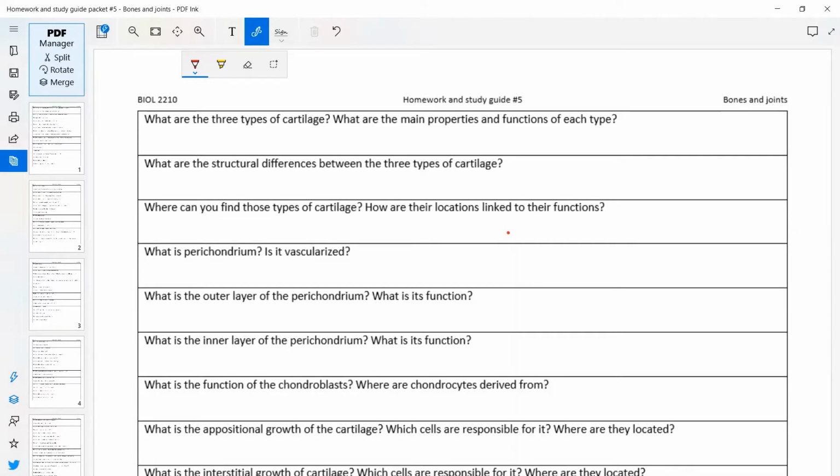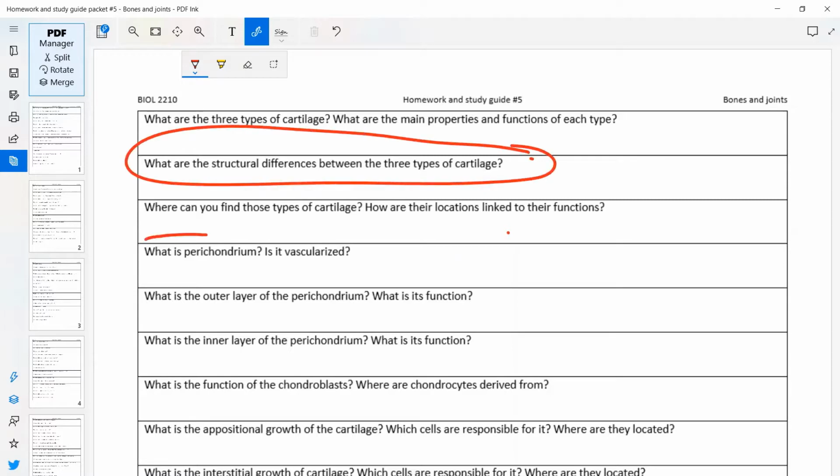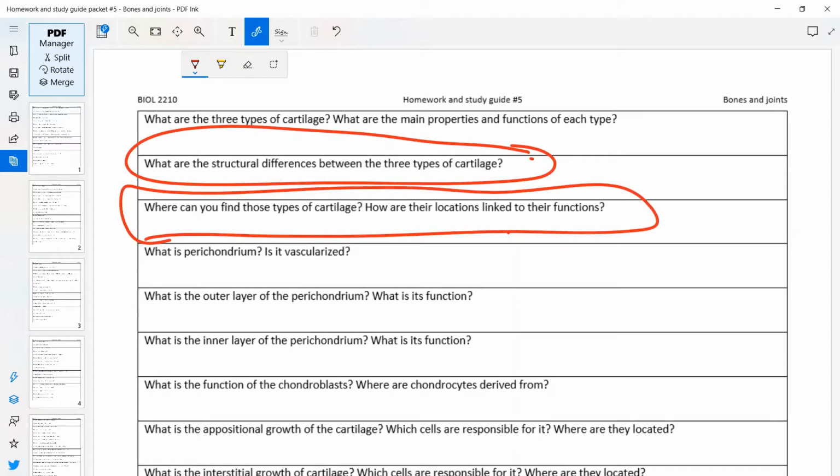Where can you find those structural differences? I'm not going to ask this. Find those types of the cartilage. So elastic is in the ears and epiglottis. Fibrous is in the intervertebral discs and pubic symphysis, and elastic cartilage and hyaline cartilage everywhere else.